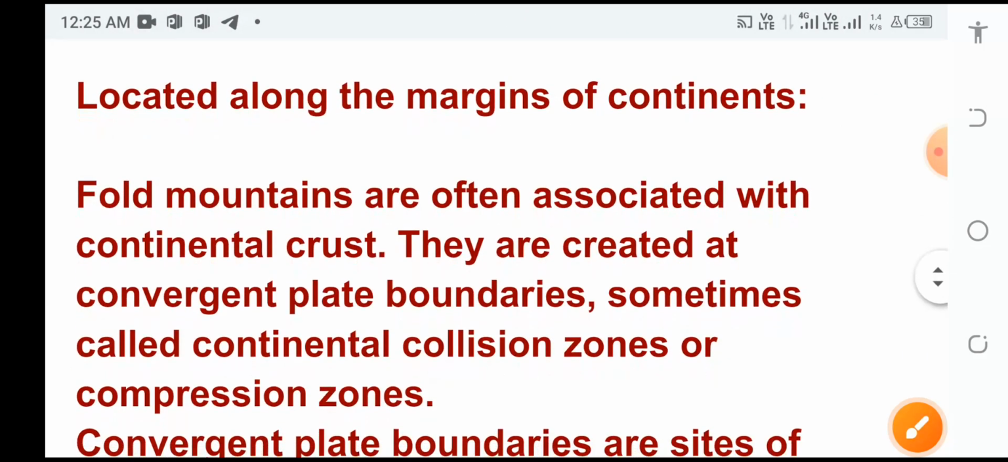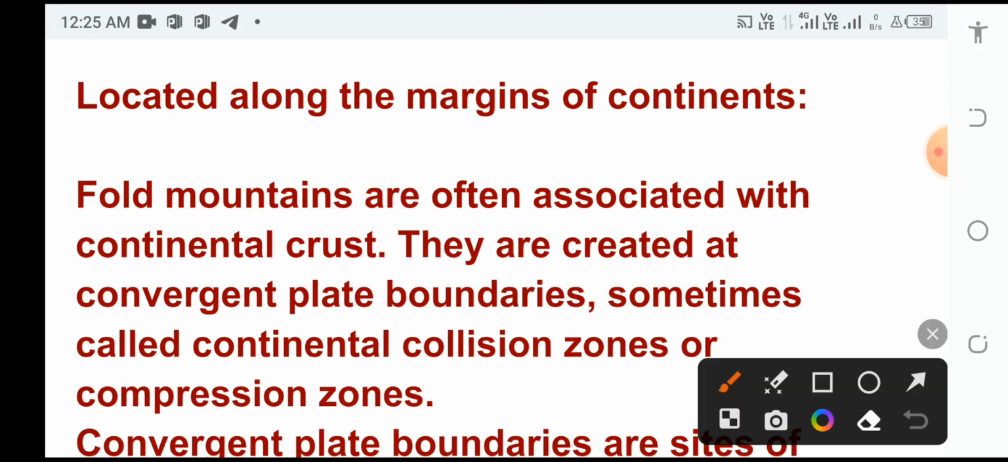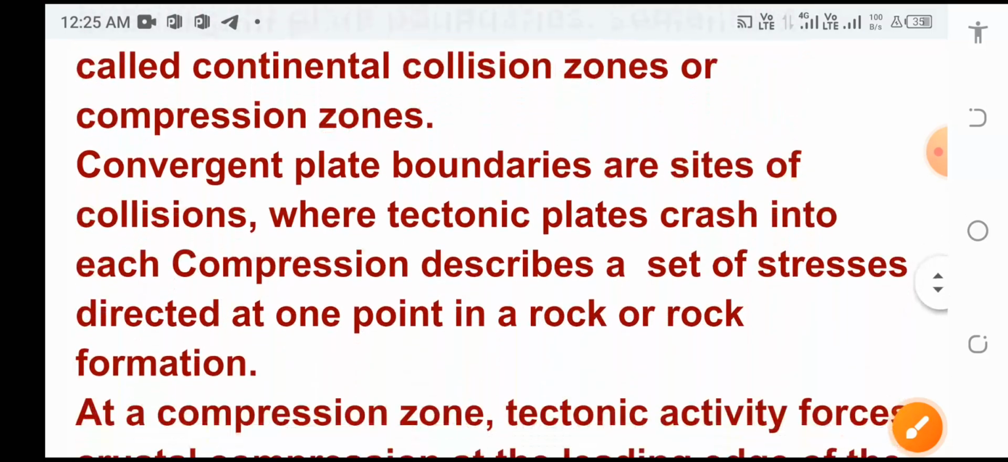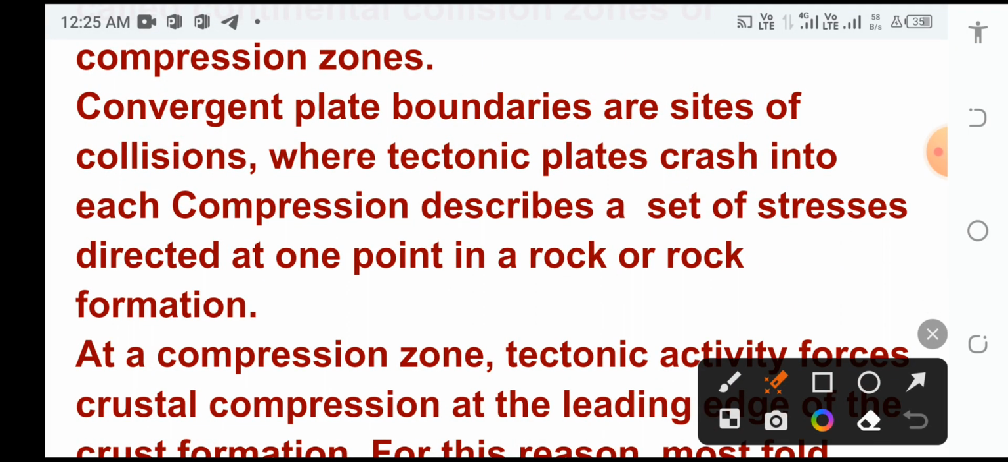So why are they located along the margin of the continent? Number one, fold mountains are often associated with continental crust. They are created at the convergent plate boundary, sometimes called the continental collision zone or compression zone. Convergent plate boundaries are sites of collision where tectonic plates crash into each other. Compression describes a set of stresses directed at one point in a rock or rock formation.